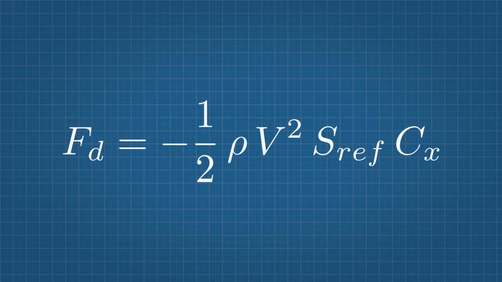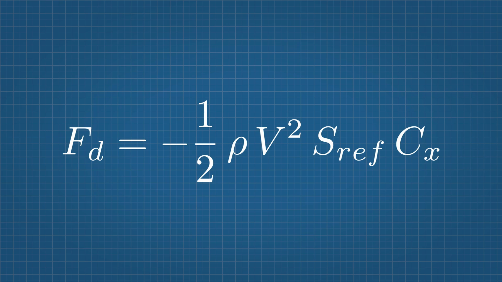The equation of aerodynamic drag is generally the following. The drag force is equal to 1/2 of rho times v squared times S ref times Cx. Rho is the density of the fluid in kilograms per cubic meter. S ref is the reference surface of the object in square meters.